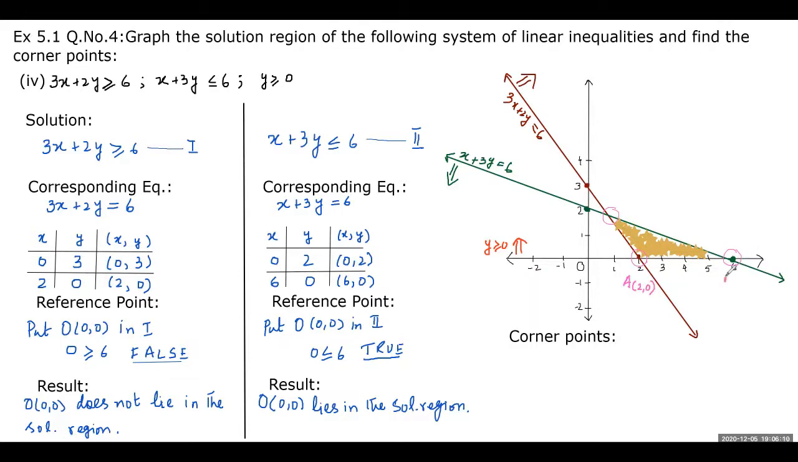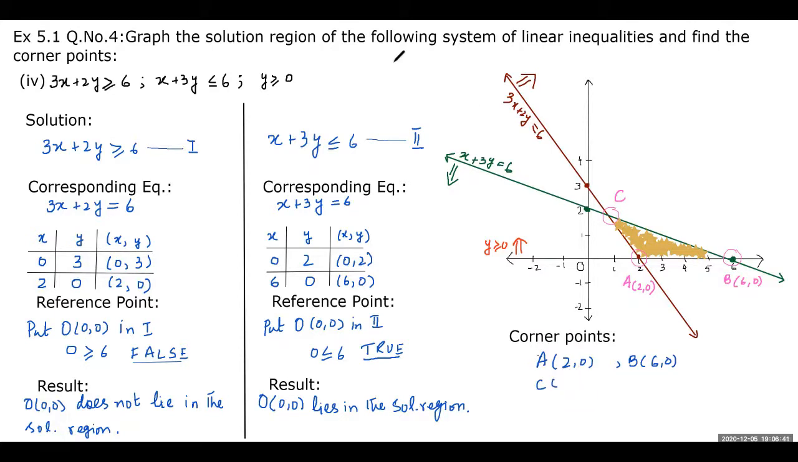The second corner point, let's name it B. And its coordinates are x is 6 and y is 0. And the third corner point, I'm naming it as C. And its coordinates are not known yet. So now I'm going to write all these corner points here. The point A, which is (2, 0). The point B, which is (6, 0). And the point C. What is the point C?